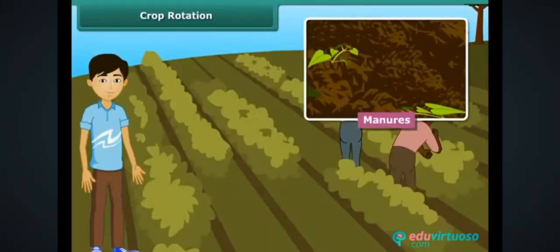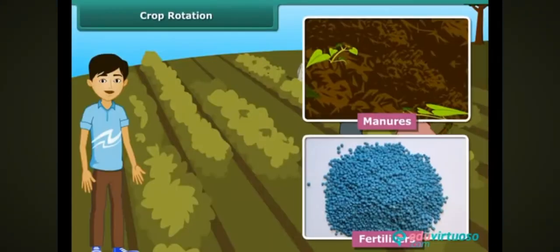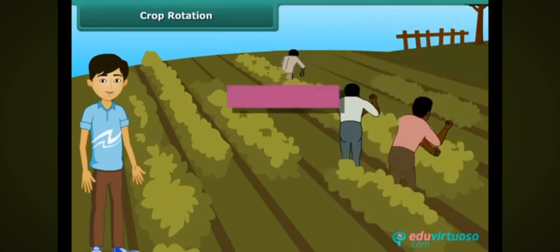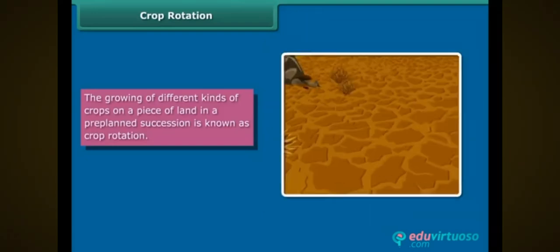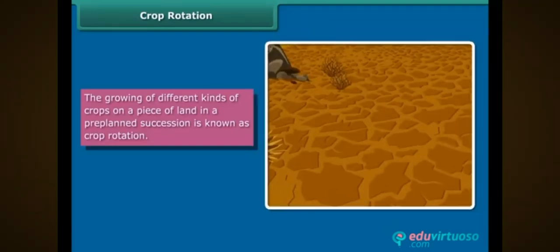Till now, we have learned about manures and fertilizers and their uses. Now let us move on to know another method of replenishing the soil with nutrients. It is known as crop rotation. Do you know that when a cereal crop like rice is grown in the soil, it uses up a lot of nitrogenous salts, so that if another cereal crop is grown in the same soil, the soil becomes nitrogen deficient.